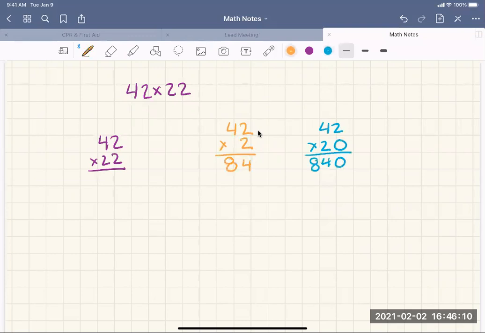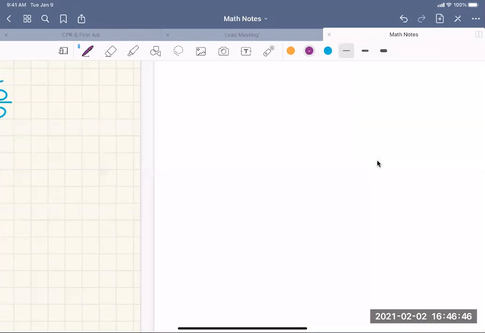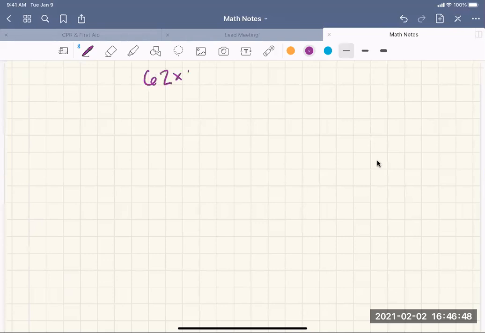Okay, so then we're going to line up our numbers. And then simply add. Easy as that. We got 924 as our answer. Okay, the last problem we're going to do is we are going to regroup within the problem instead of breaking it apart like we did here. Okay, let's see. 62 times 29.